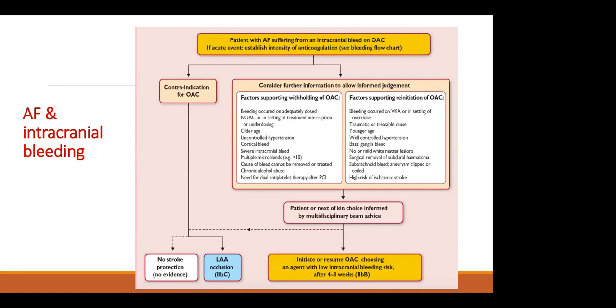So consider if the patient is older, has uncontrolled hypertension, has severe intracranial bleeding, has chronic alcohol abuse, or needs antiplatelet therapy after PCI. So there are many factors. A discussion should be done between the neurologist and the cardiologist in a multidisciplinary team to decide whether to reinitiate oral anticoagulants or not, and when. But the rule should be that anticoagulation will be initiated after 4 to 8 weeks after considering all these points.